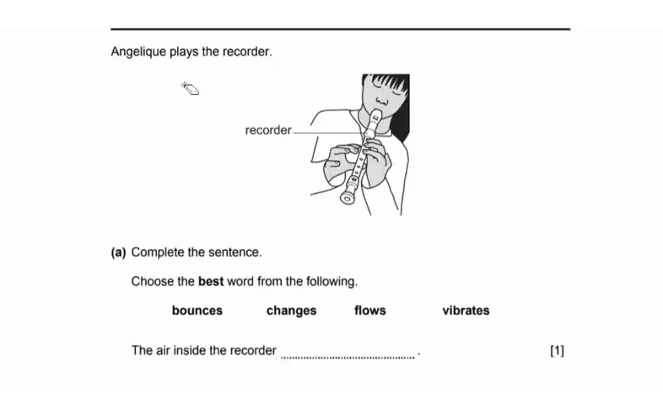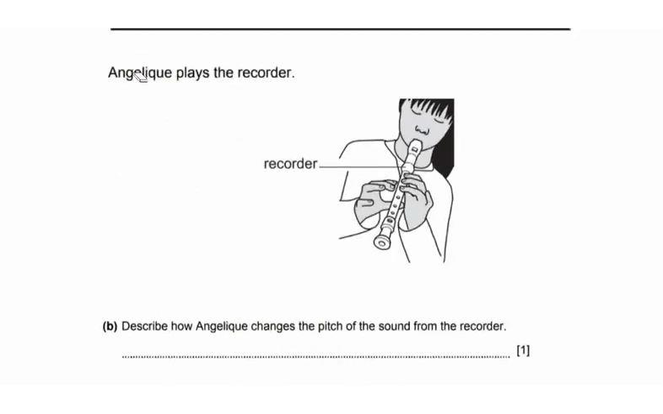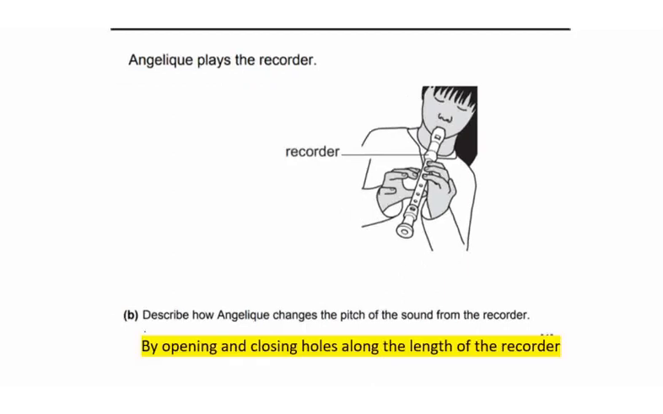Question 2a. Angelique plays the recorder. Complete the sentence. Choose the best word from the following: bounces, changes, flows, and vibrates. The air inside the recorder... The answer is vibrates. Question B. Describe how Angelique changes the pitch of the sound from the recorder. The answer is by opening and closing holes along the length of the recorder.